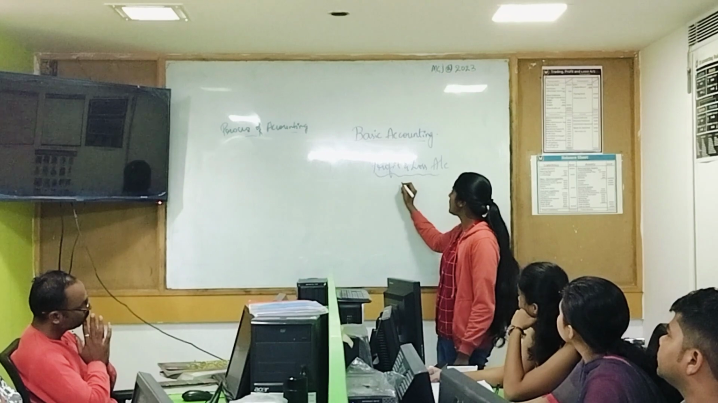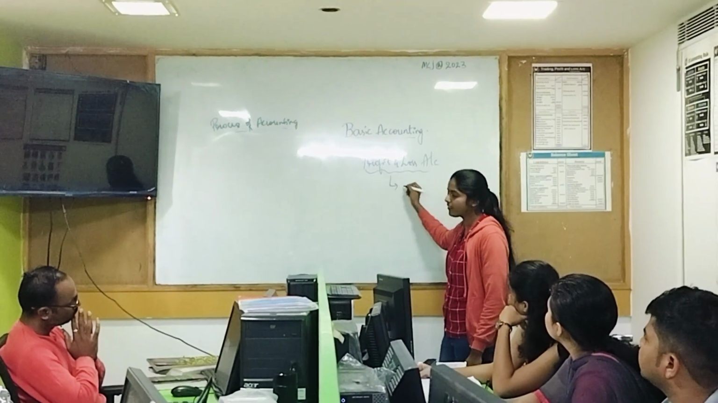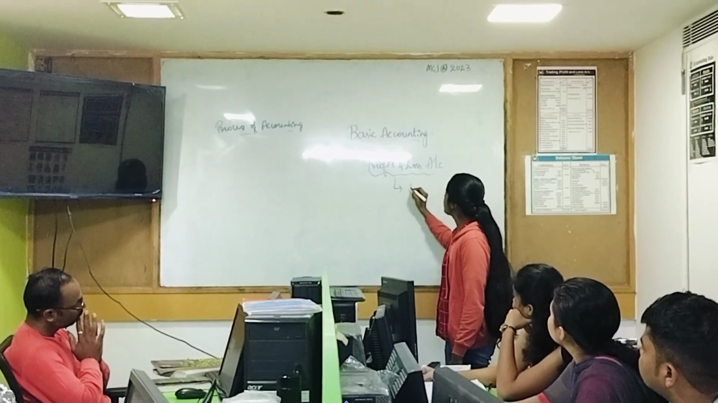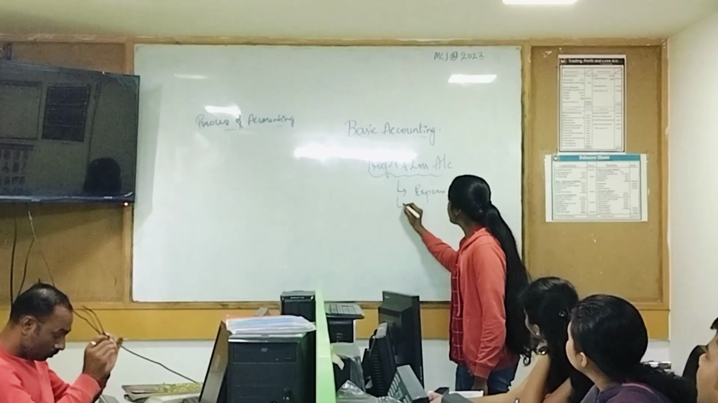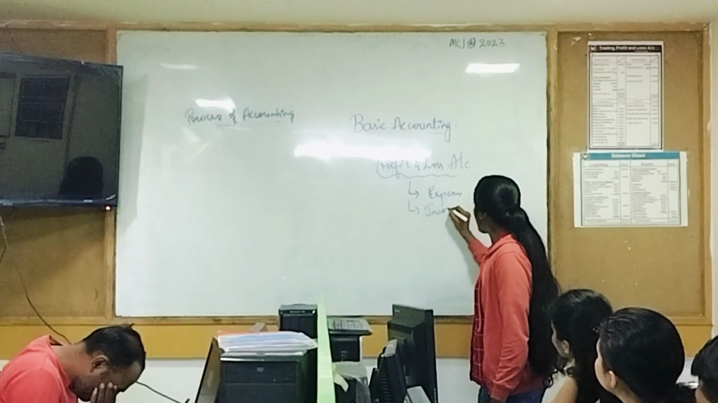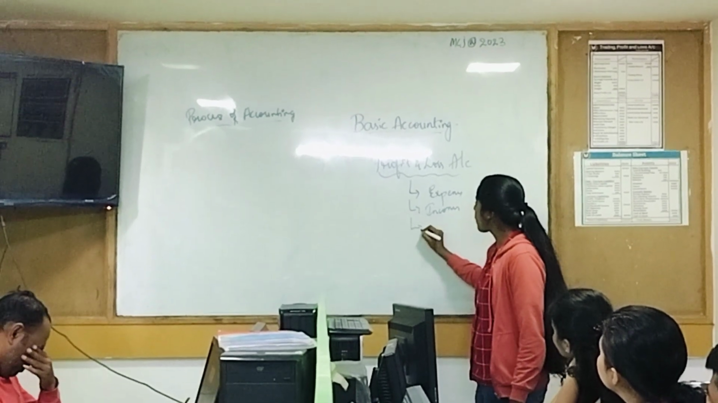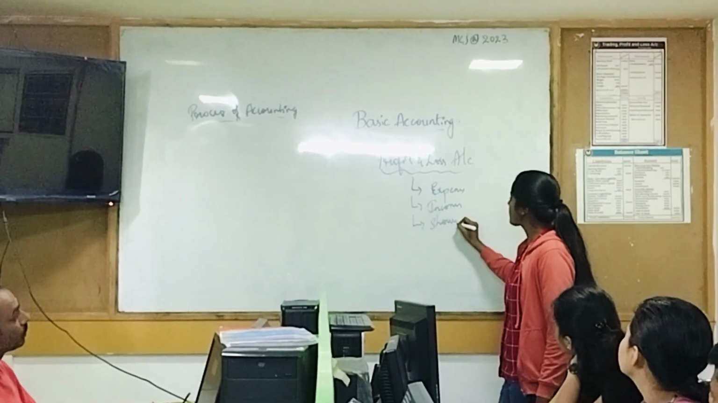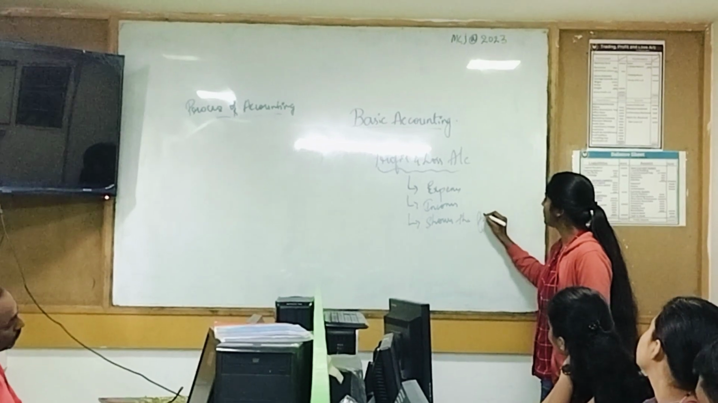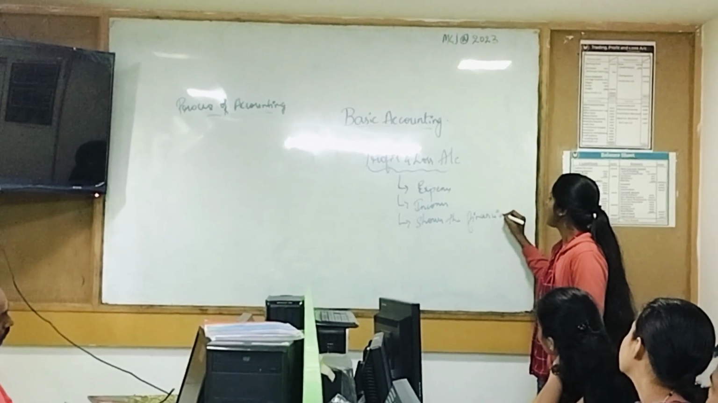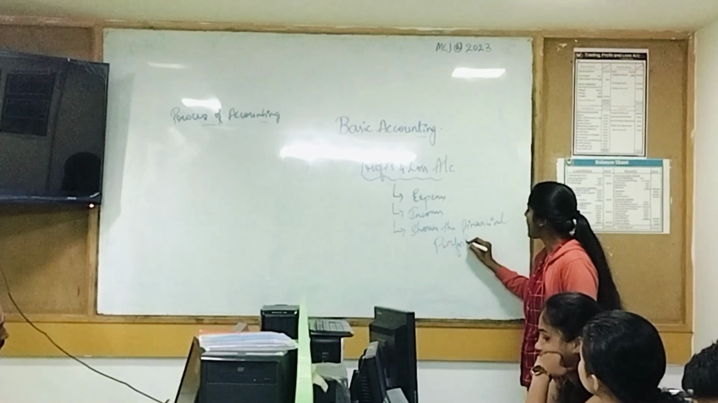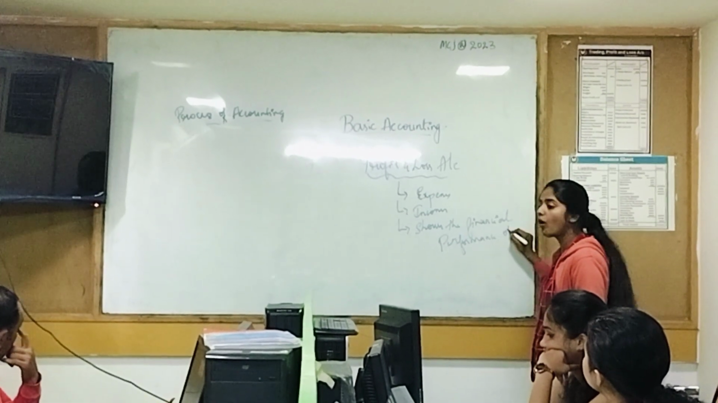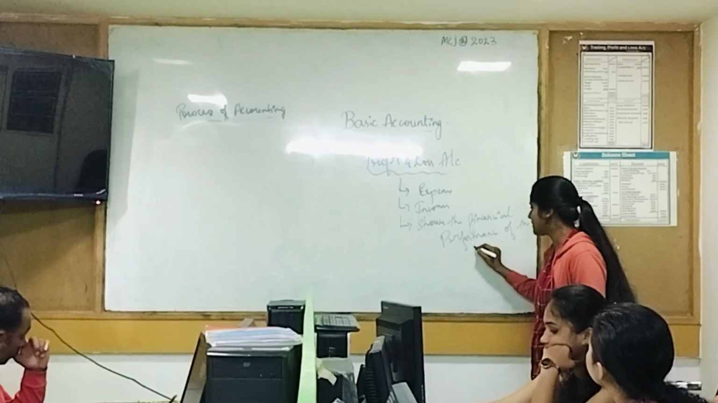So here the profit and loss, which consists of expenses and incomes, shows the financial performance, right? It shows the financial performance of the organization or the business entity.